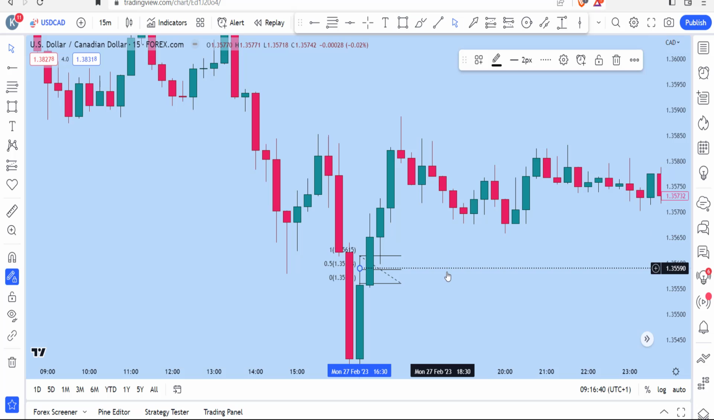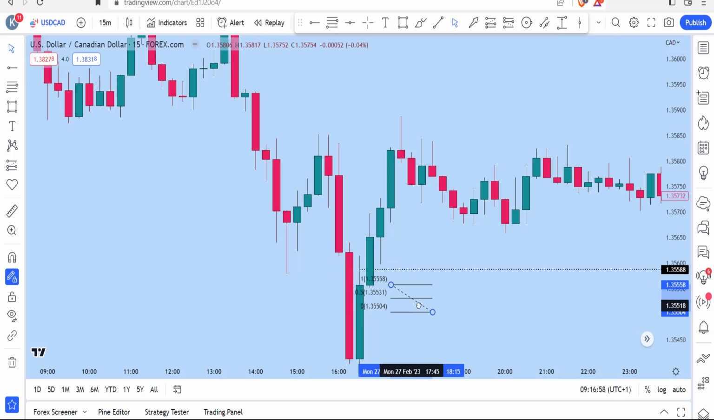Let me arrange it, make it more proper. So this is half the wick. This is half of the wick of the first candle. And then you will measure the other one. Let me take it out of this place. You measure the other one. This is it, the third candle.